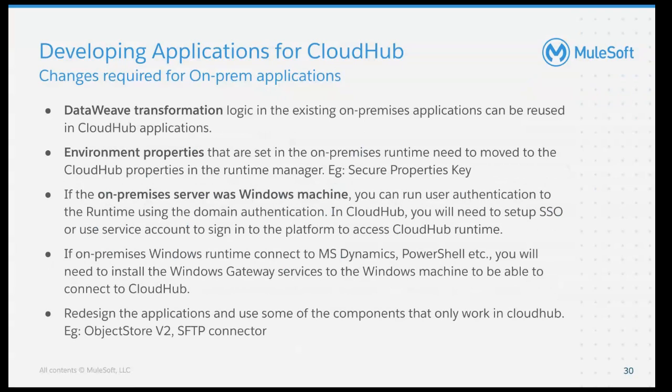Then again, when you're actually doing the migrations, think about redesign. There are so many things that you can do in CloudHub. You can improvise your design. You can use the Object Store v2 connector because that's not supported on-prem. So think about all those capabilities that you can implement when you're moving to CloudHub that you were not able to do when you're on-prem.